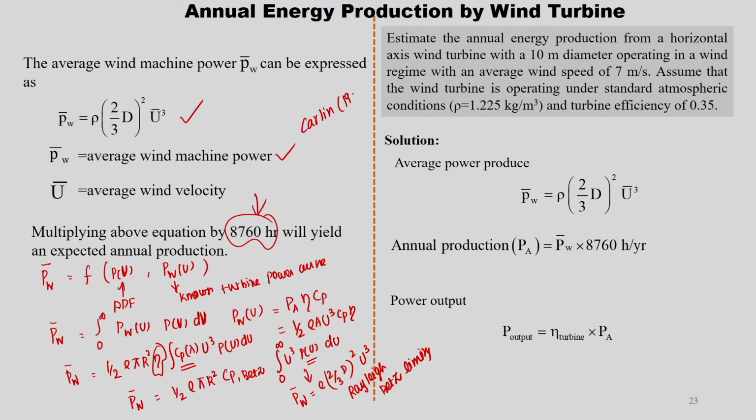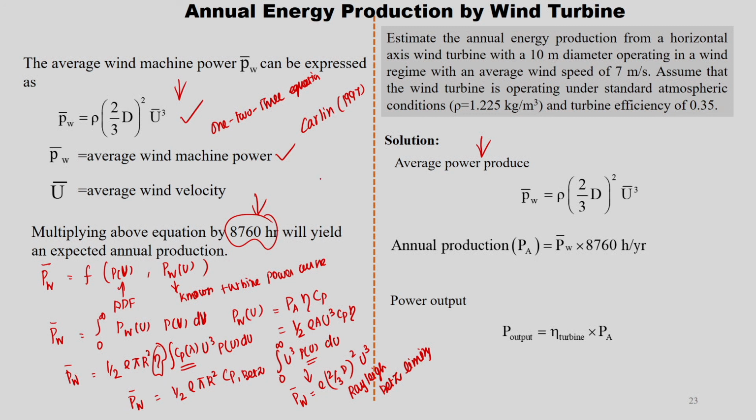This was done by a researcher called Carlin in 1997. He called it the 1, 2, 3 equation, because the density is raised to power 1, 2 by 3 d is raised to power 2, and u bar is raised to power 3. That is the equation we would be using to calculate the average power produced. Otherwise, you substitute this probability distribution function and then calculate. If you are given the average wind speed, you can directly substitute it instead of u as well. We will see both ways of how it is calculated.